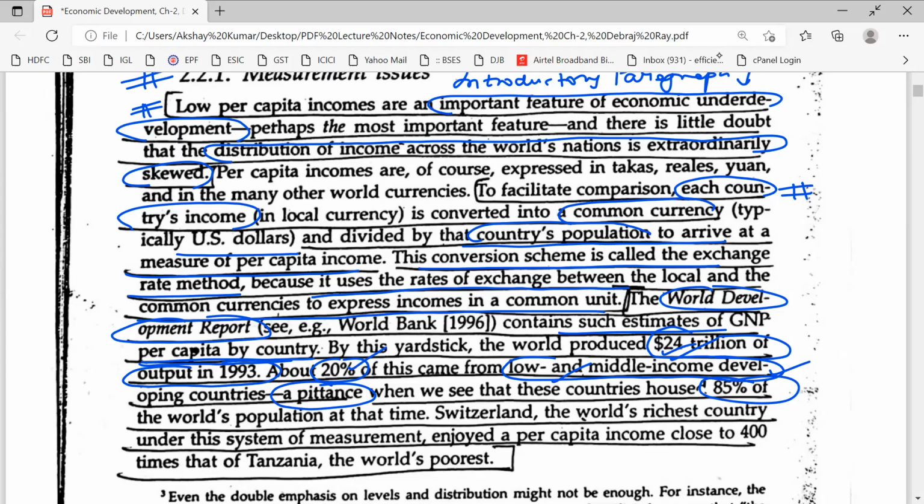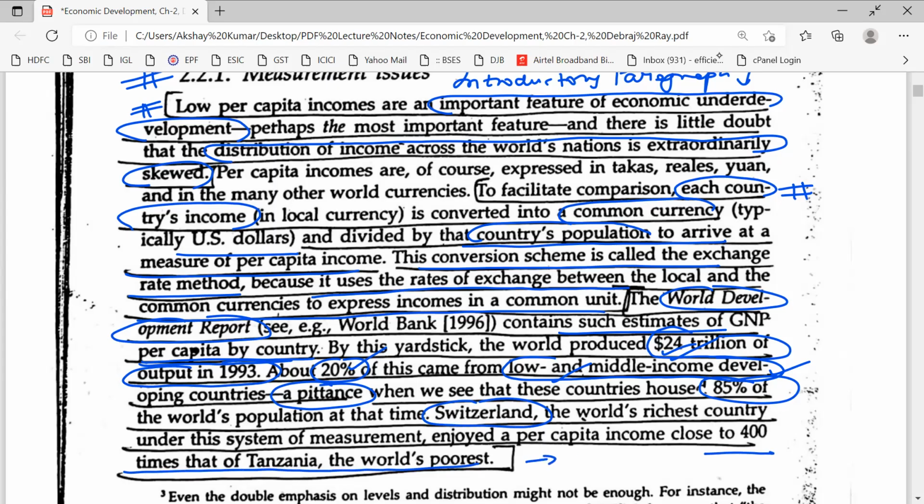It's like saying that low and middle income nations provide a very tiny share of the cake, but there are too many people in those economies who want to eat that cake. In other words, the poor and the middle income nations contribute a very small share of the world's output, but they have too large a population. 85% of the world's population lives in the low and the middle income nations. Switzerland, which is the world's richest country under this system of measurement, enjoys a per capita income of 400 times that of Tanzania, the world's poorest.